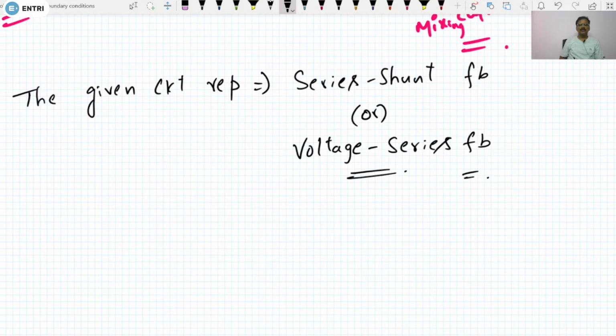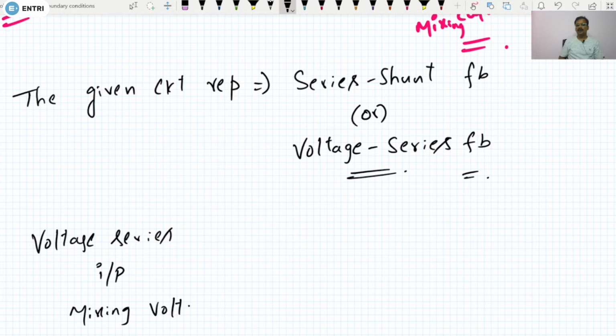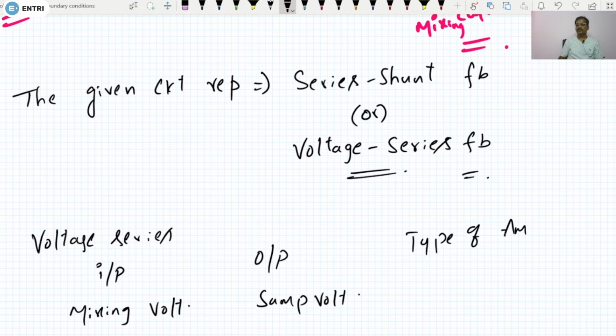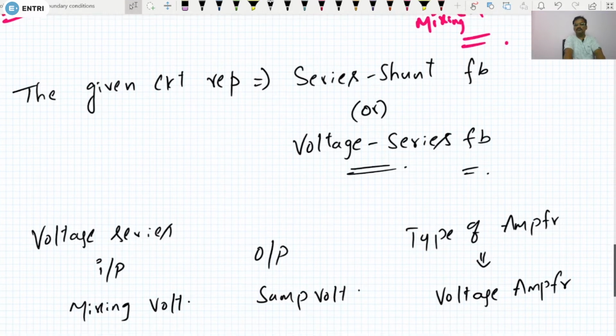Okay, so in case of voltage series feedback, at the input you are mixing voltage, and at the output you are sampling voltage. Understood? So here the type of amplifier you are going to get is nothing but a voltage amplifier. Understood?